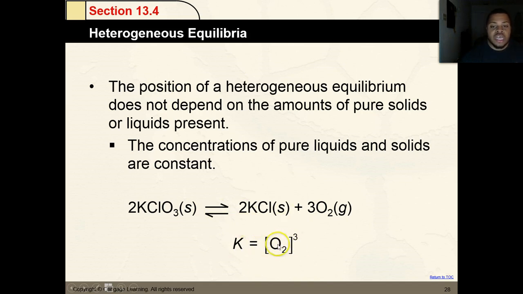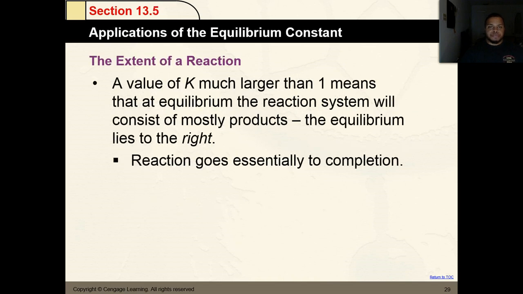So K equals the concentration of oxygen cubed. This is going to be a similar thing that we can look at if we only have one or two things. It makes it a lot easier for us to actually move through our equilibrium constant.